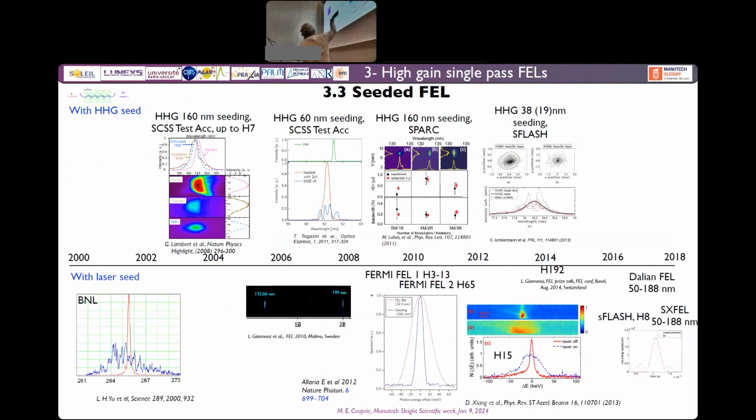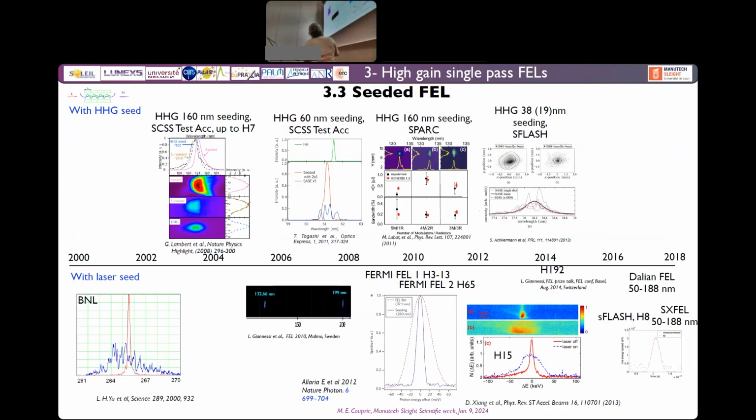Then we continued in Japan with a slightly different setup for generating the HHG, and we were able to go down to 60 nanometers. So you see that going down in wavelength, it's always a matter of time, because at each step we had better electron beam quality. There was another collaboration with SPARC in Italy, where there were multiple segments of undulators, so we could play with this and optimize. The shortest that has been produced is at FLASH, going down to 19 nanometers.